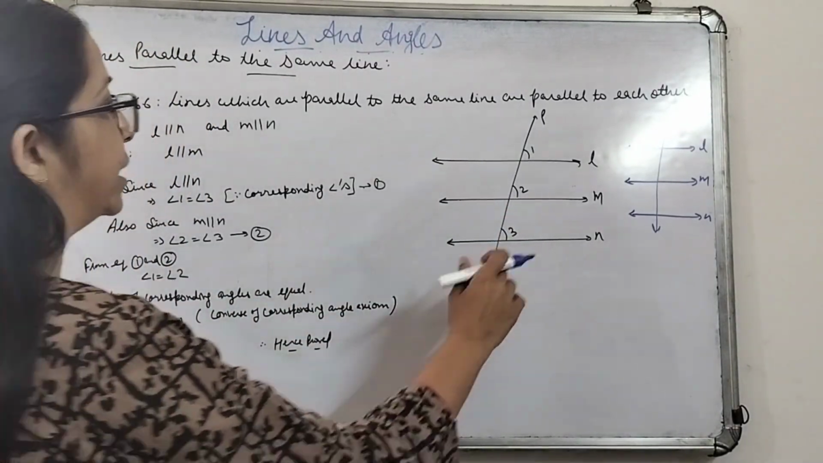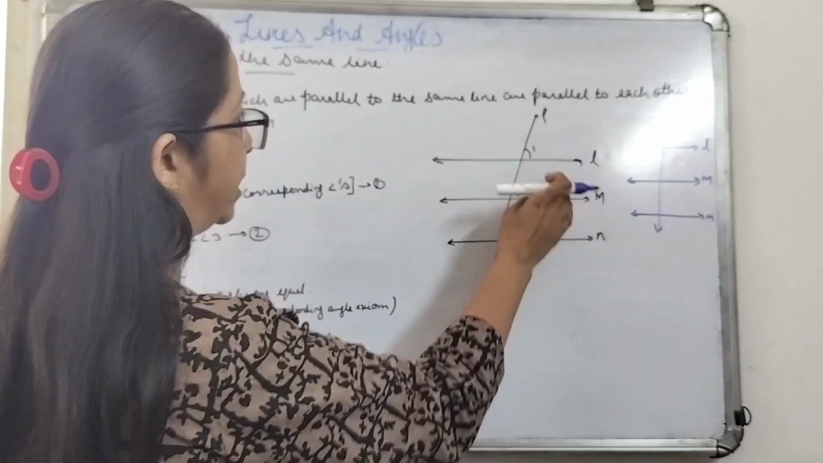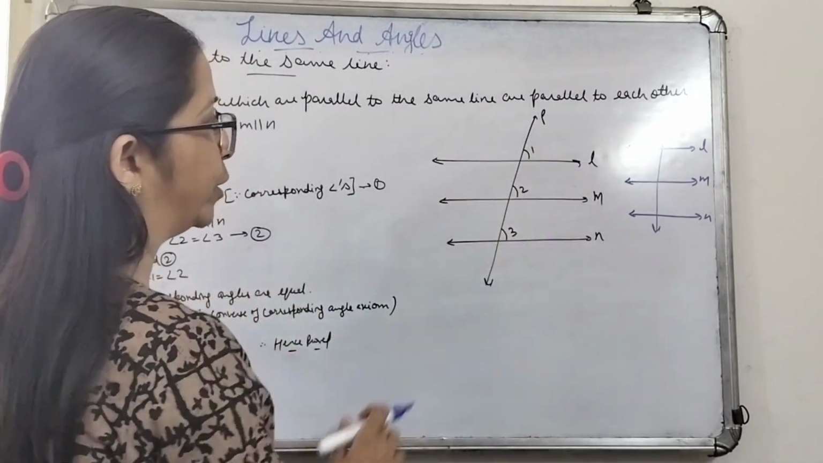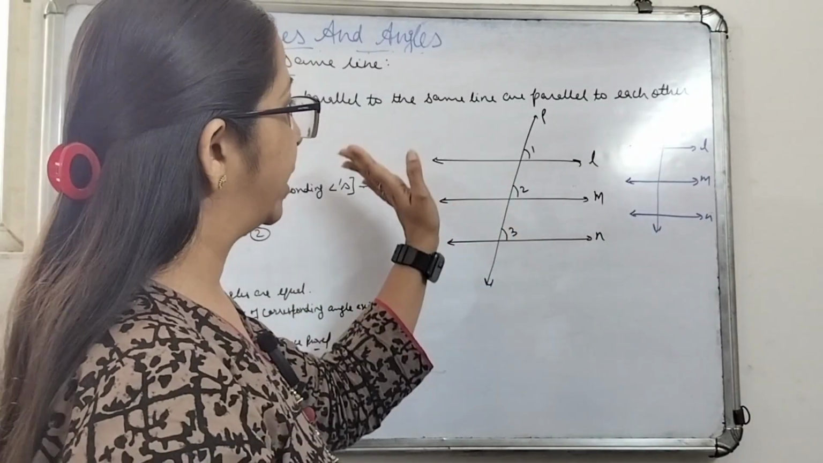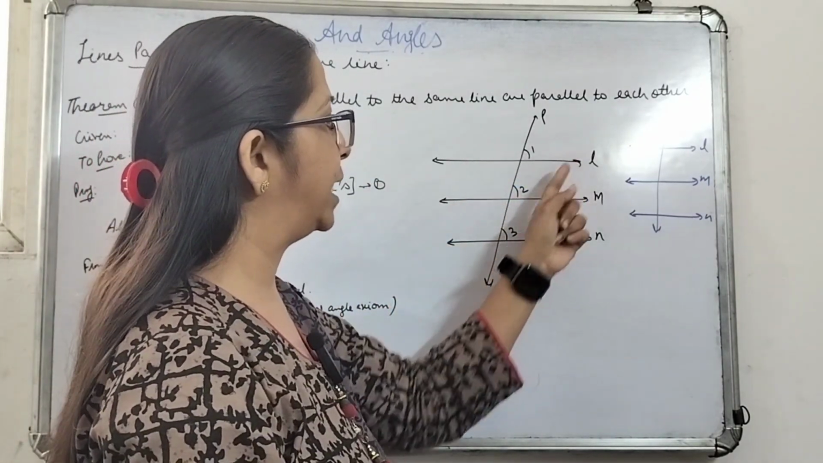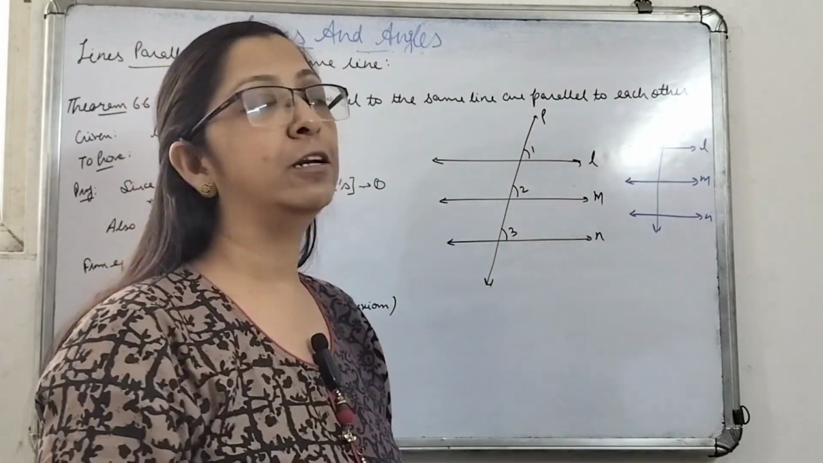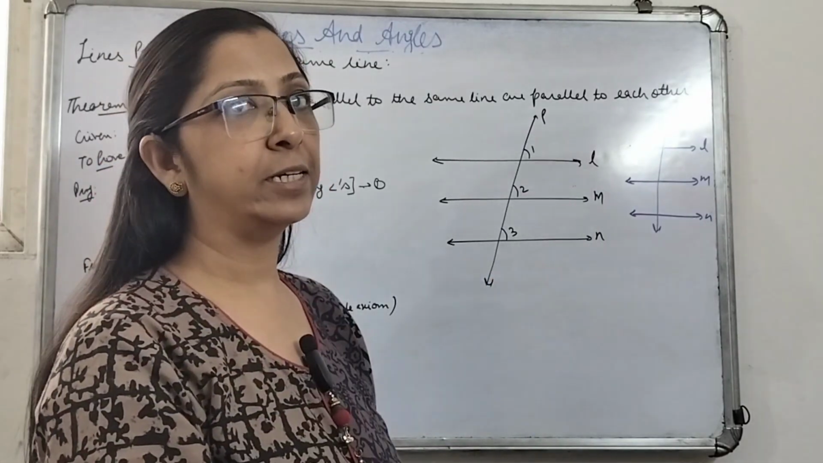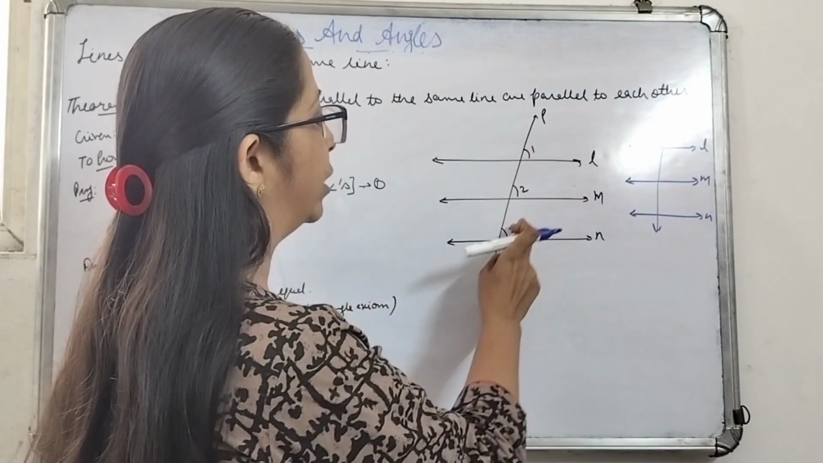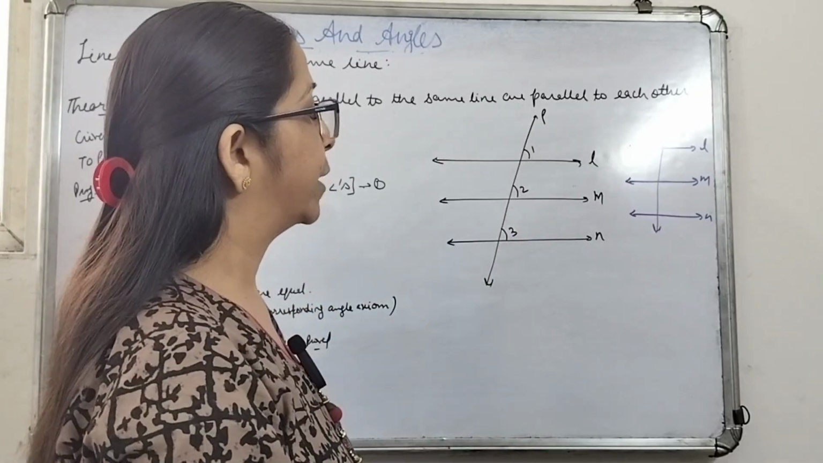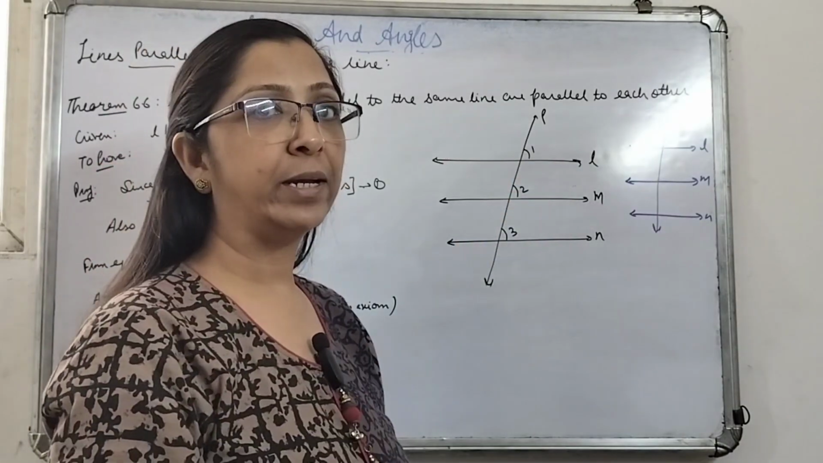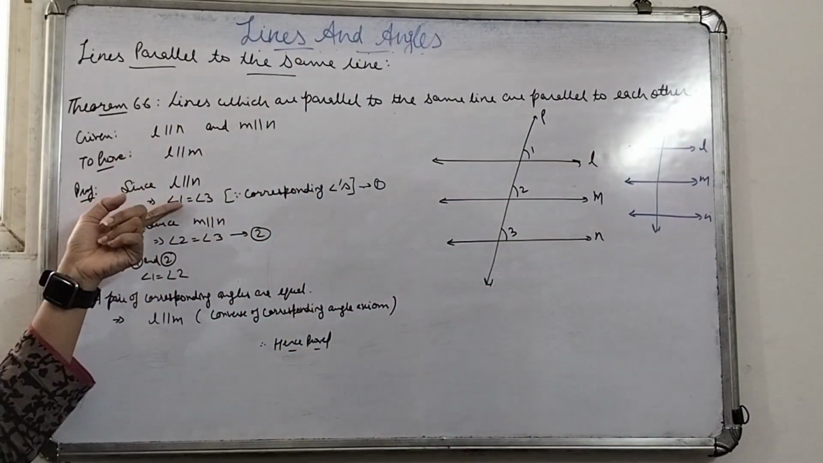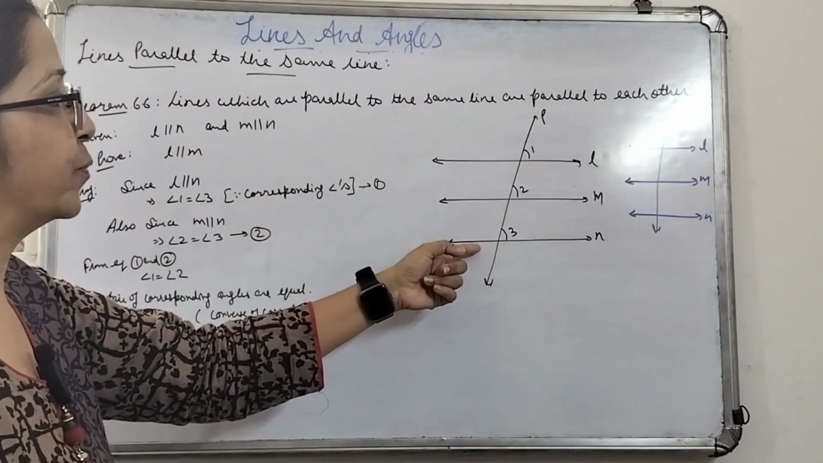Now if we consider the line L and line N, just now we have said that it is given to us that L and N are parallel to each other, and if lines are parallel, we know the corresponding angles are equal. So angle 1 will be equivalent to angle 3 because they are the corresponding pair of angles. So angle 1 will be equivalent to angle 3 because your line L is parallel to N.